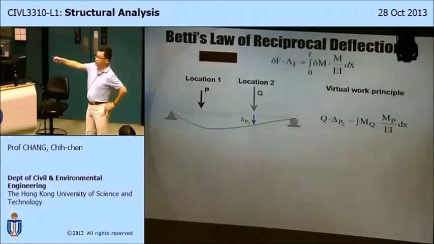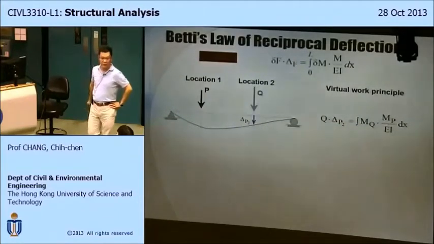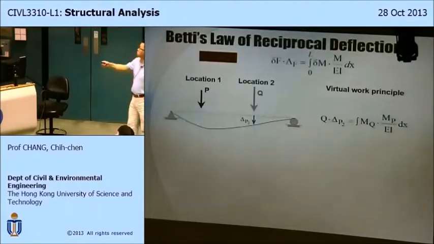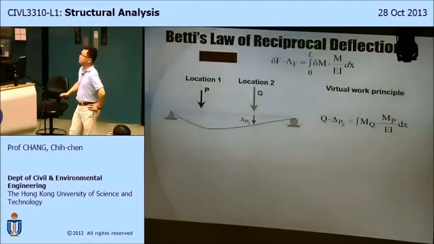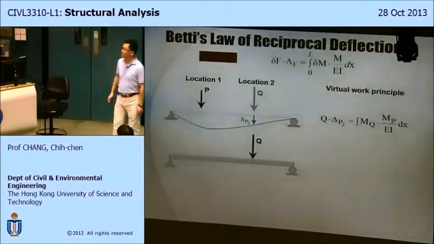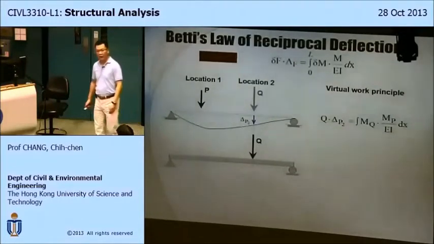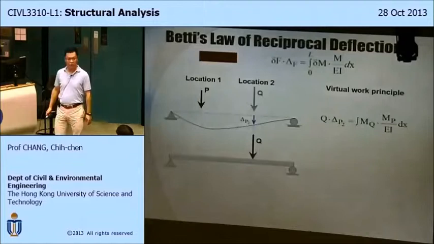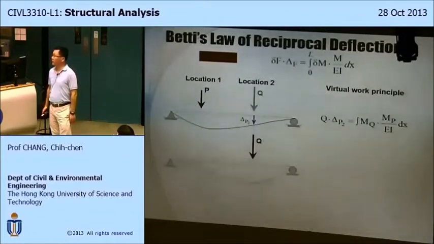So Q is the virtual force. MQ is the bending moment induced by the virtual force. This is the real deformation at Q, location 2. And this is the bending moment induced by loading P. All right, virtual principles. Now, let's say I reverse the positions. I apply a loading of Q at location 2. And I want to calculate displacement at location 1.